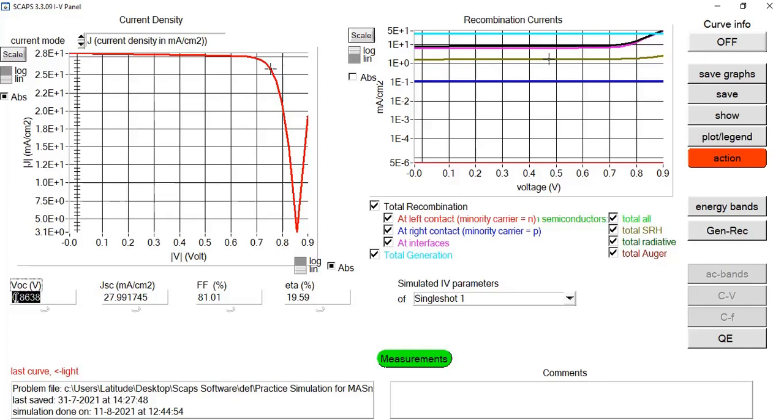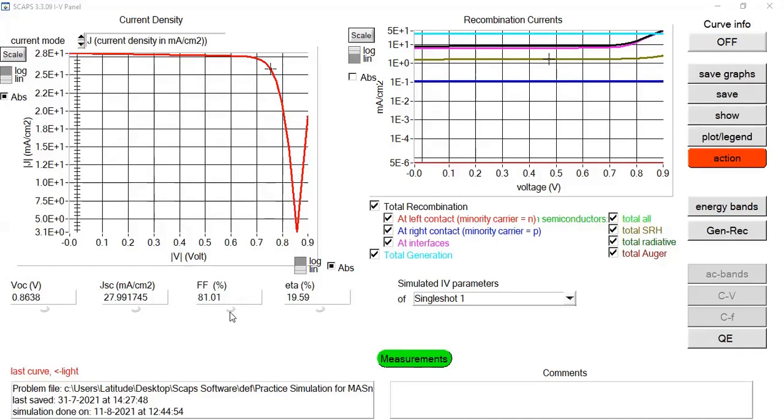Our value must not be so much higher or so much lower as compared to the lab experimental results. So doing simulation is not a difficult thing, but optimizing your parameters and getting the closest value to your lab session is the most important thing. And when we talk about JSC, the short circuit current value, although my JSC value is lower, it is still comparable with labs.